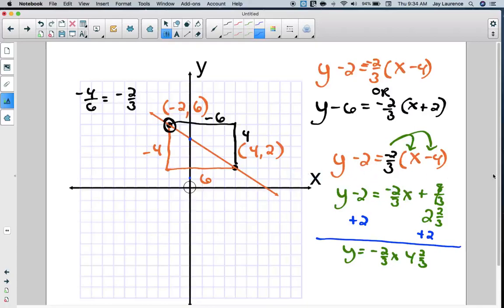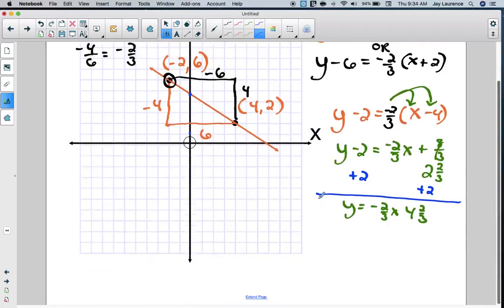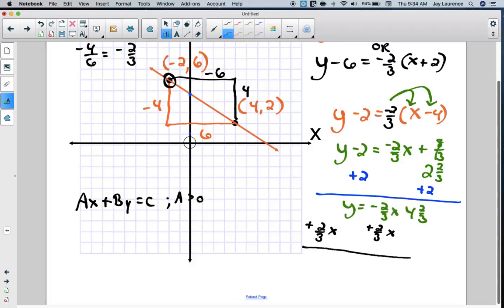All right, one more step. I'm going to convert this to standard form. Well, remember, standard form is ax plus by equals c, and a must be greater than 0. So I notice that the x term is out of place, so I'm going to get rid of it. I don't want it on the right-hand side. But if I add 2/3 x, why am I adding? Because it's a negative 2/3. If I add 2/3 x to one side, I have to do it to the other. And now I'm in standard form.